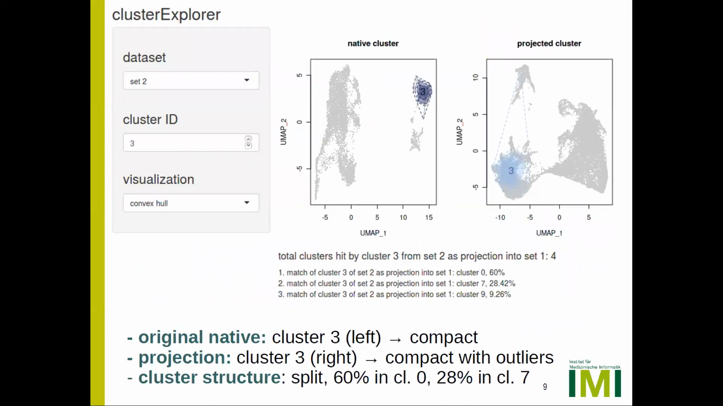Here it's again the sample. This is cluster 3. And as I said, it's 60% in cluster 0 and 28% in cluster 7. So this is more a case of a split structure. If there were even more clusters necessary, then we would call it a distributed cluster.